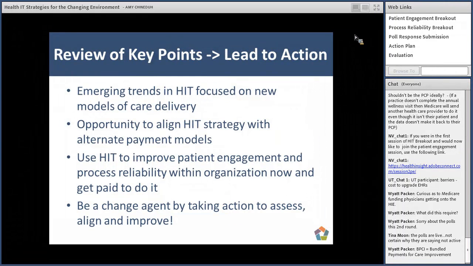We've covered a lot in today's session on Health IT, so to briefly summarize, we have discussed emerging trends in Health IT focused on new models of care delivery. We've talked about opportunities to align your Health IT strategy with alternate payment models, and using Health IT to improve patient engagement and process reliability to get paid for providing assessments and preventive care today through this mechanism of the annual wellness visit. Now, we encourage you to be a change agent in your organization by taking action to help assess strategies and deployment of Health IT, aligning to support new care delivery and payment models, all with the goal of improving patient care.